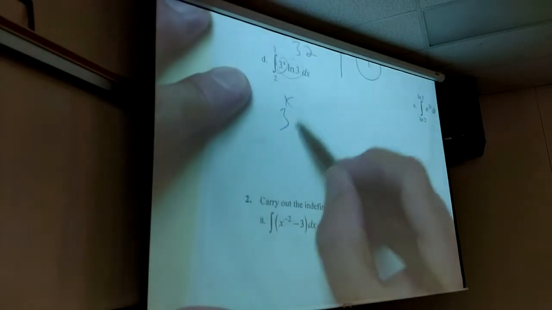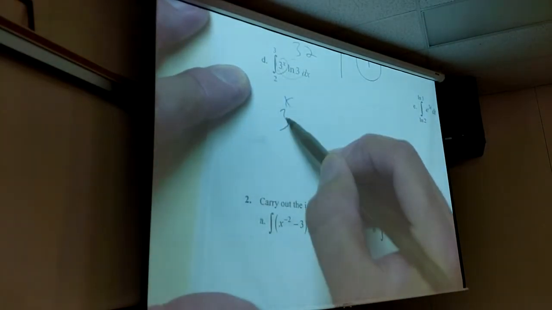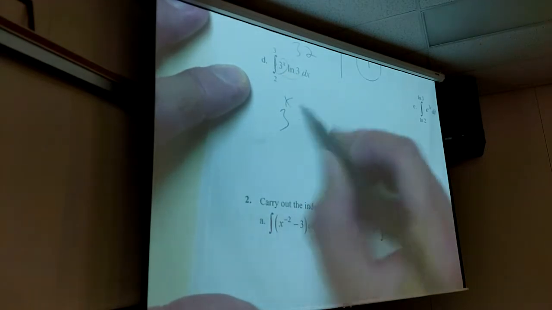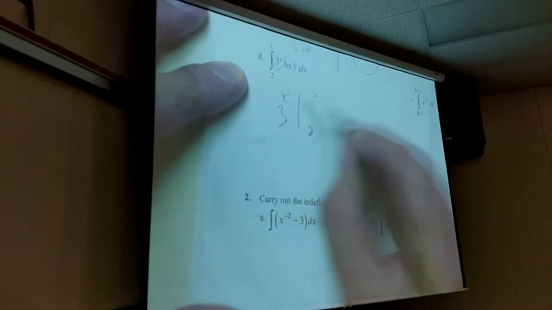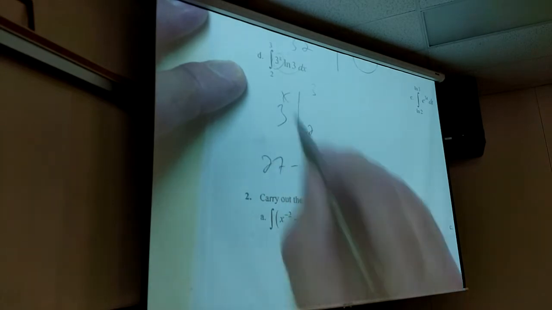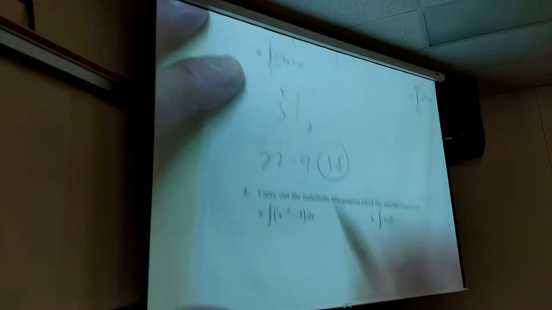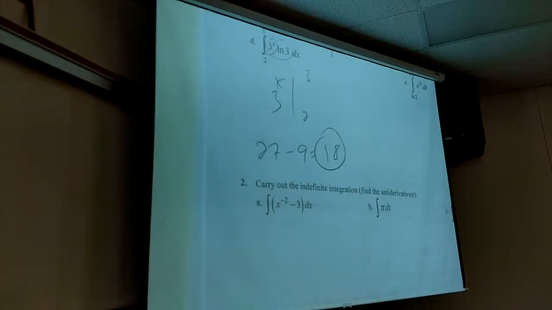Alright, so now I've got the antiderivative. Why is that the antiderivative? Because its derivative is this. Evaluate it between 2 and 3. So plug a 3 in there, you get 27. Plug a 2 in there, you get 9. So you get 18. Very nice.